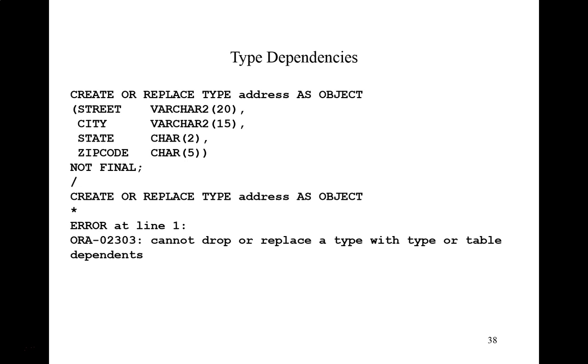This applies to objects, V-arrays, and nested table types. This also applies to type dependencies involving either inheritance or type composition, which refers to the embedding of one type within another type. That could arise from one type being an attribute of another type.